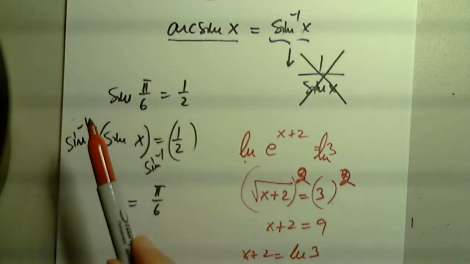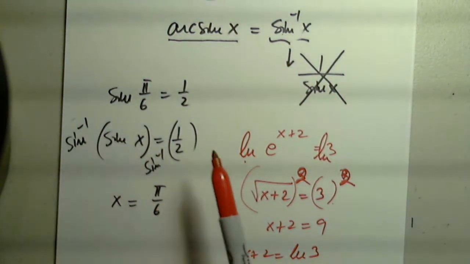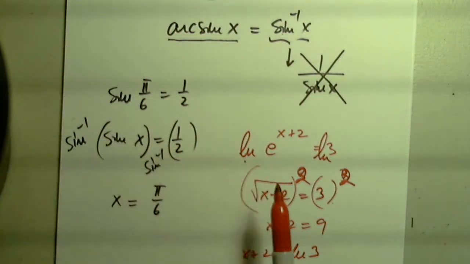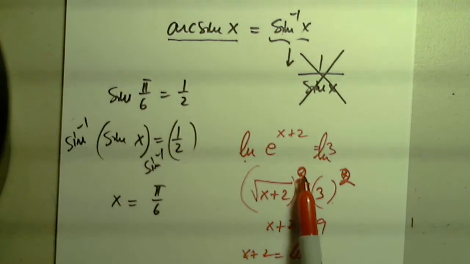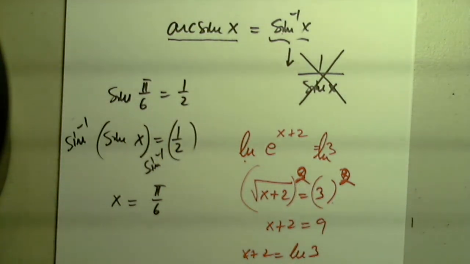Same thing, sine has an inverse function, like e to the x has an inverse function, like the square root has an inverse function. Is that better? Yeah.